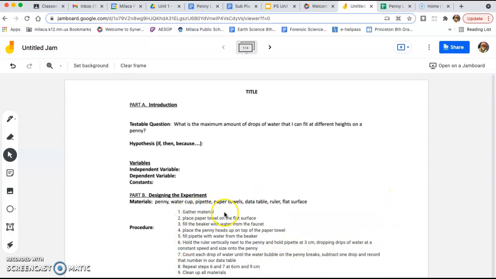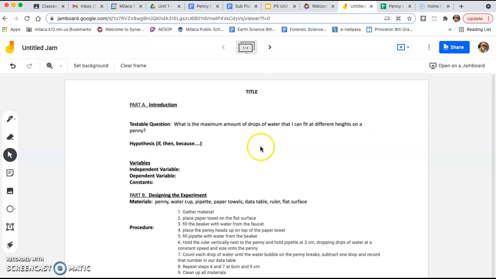So if you need to pause here and write that down, or if you were gone yesterday, remember you should know where the extra copies are. If I forgot to put them in the correct spot at the left of the room, then they might still be on my desk. And then we are going to move on to our data table.